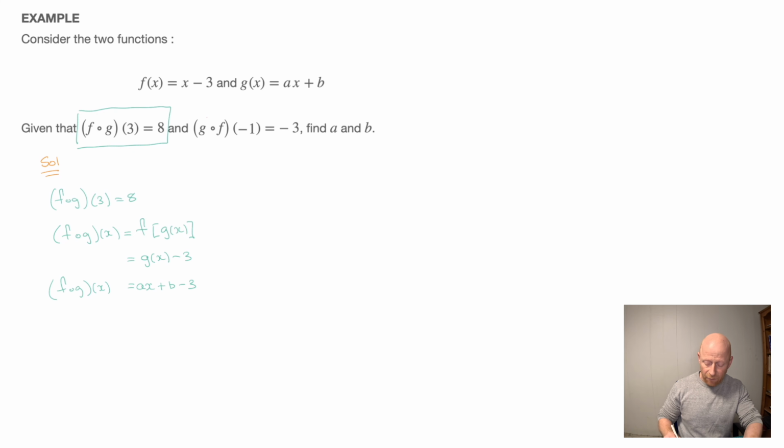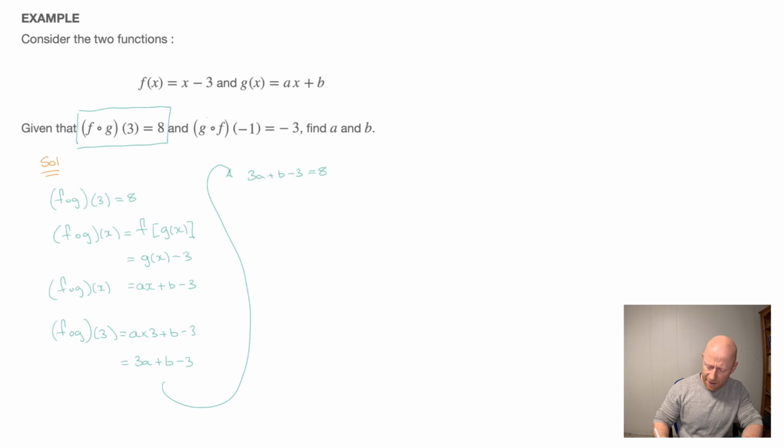Thanks to this, we can now find what f of g of 3 is simply by replacing the x inside this expression by 3. Indeed, we can now state that f of g of 3 is equal to a times 3 plus b minus 3. Since a times 3 is just 3a, that's equal to 3a plus b minus 3. I carry on up here, and since f of g of 3 is equal to 8, and we've just shown that f of g of 3 is equal to 3a plus b minus 3, we can now state that 3a plus b minus 3 must equal 8.